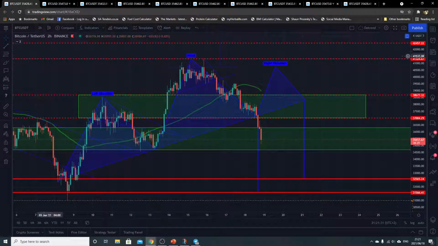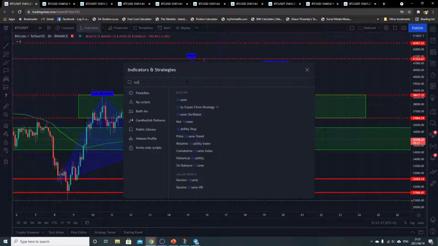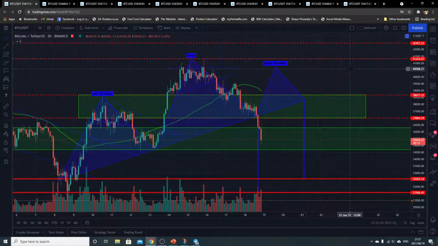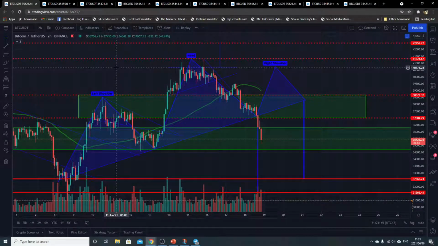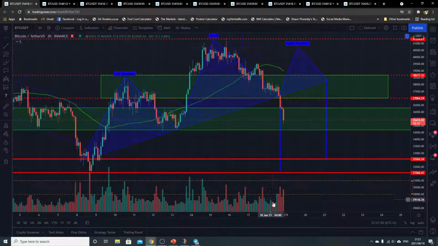Okay, now let's have a look at your volume. Let's just go into the indicators and type in volume. And then let's have a look at our volume on the 2-hour time frame. Remember guys, this is a 2-hour time frame. So our volume here, you can see, is actually not too bad. It's not too bad at the moment, which is driving the price down.